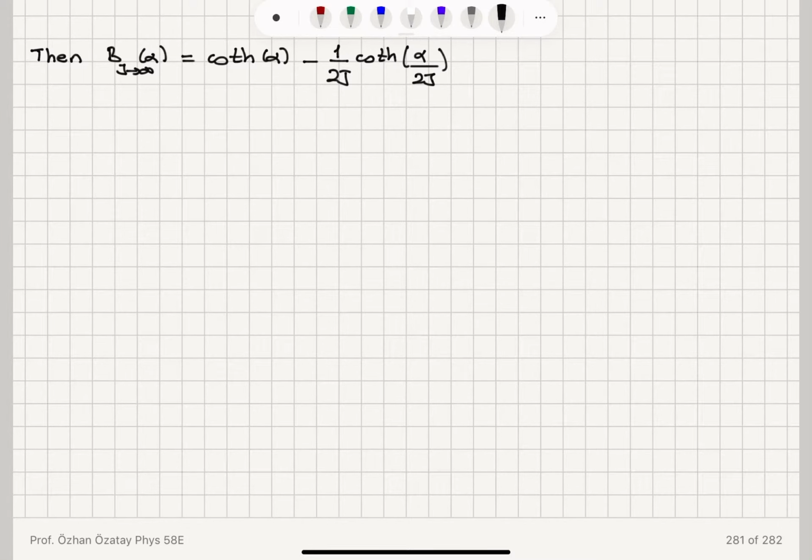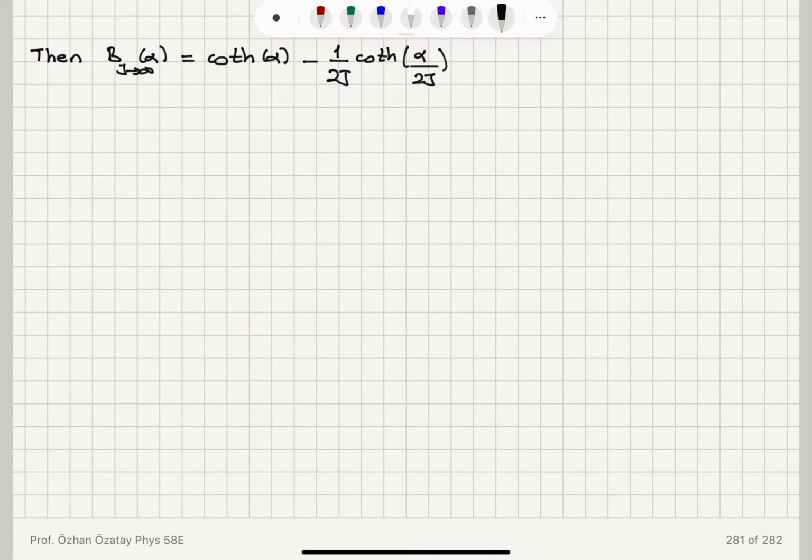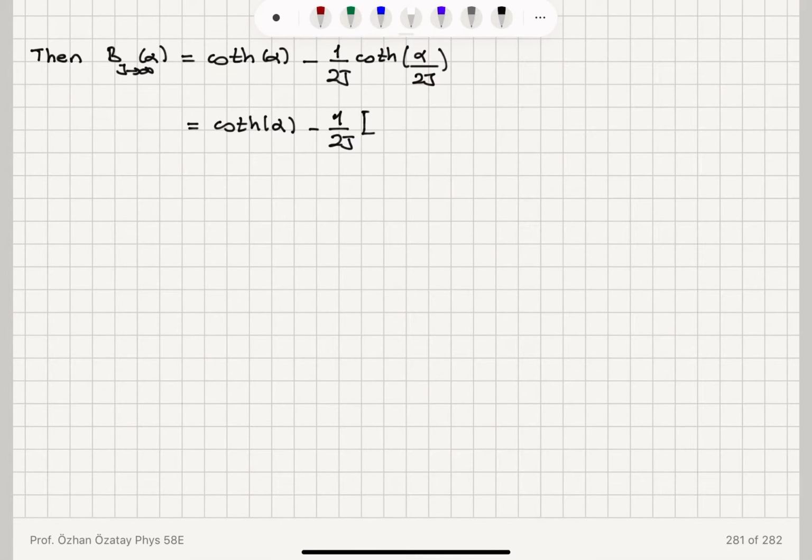Now, as j goes to infinity, you can see that the alpha over 2j term is going to 0. So therefore, it's equivalent to saying alpha is going to 0. So because alpha over 2j is going to 0, j is going to infinity. So in that case, I know exactly what happens. This is cotangent hyperbolic alpha minus 1 over 2j. Now, remember, I have found that if you have a cotangent hyperbolic of something where something goes to 0, it is 1 over that variable plus variable over 3. So the variable is now alpha over 2j. So 1 over alpha over 2j becomes 2j over alpha. And then I have plus alpha over 3, so plus alpha over 6j.